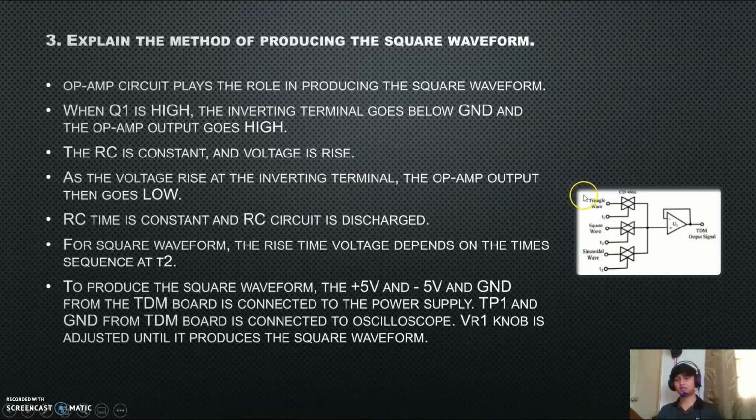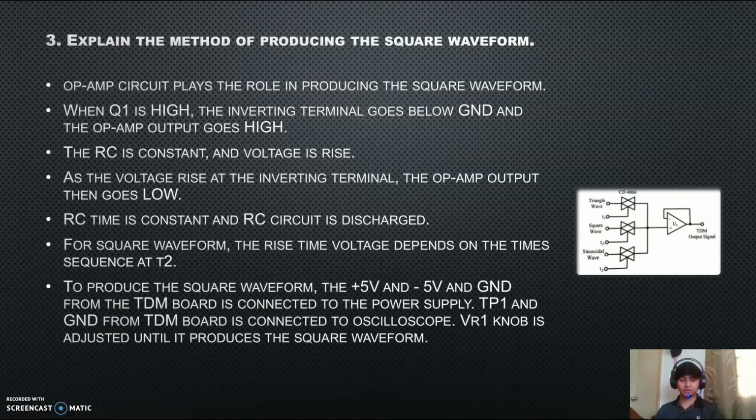You can see in this figure on the right. This is the op-amp circuit, where the charging or discharging of the capacitor depends on the RC time constant. So when Q1 is high, the inverting terminal goes below ground and the op-amp output goes high. But the RC is constant and the voltage rises. So as the voltage rises at the inverting terminal, the op-amp output will then go low. So the RC time is constant and the RC circuit is discharged.